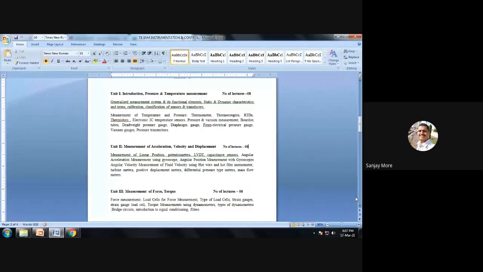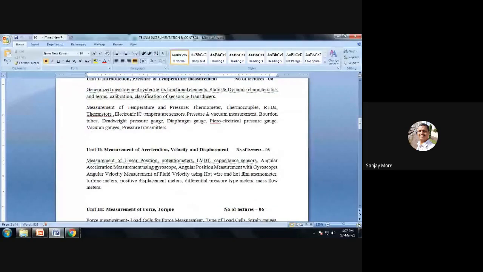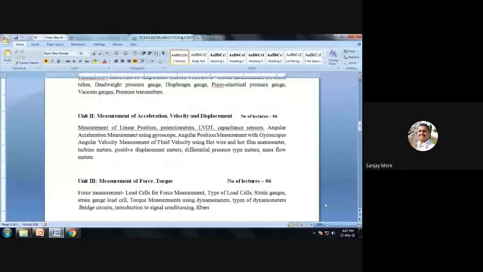So today we are going to start third unit, third chapter, measurement of acceleration, velocity and displacement. Here, measurement of acceleration, velocity and displacement.